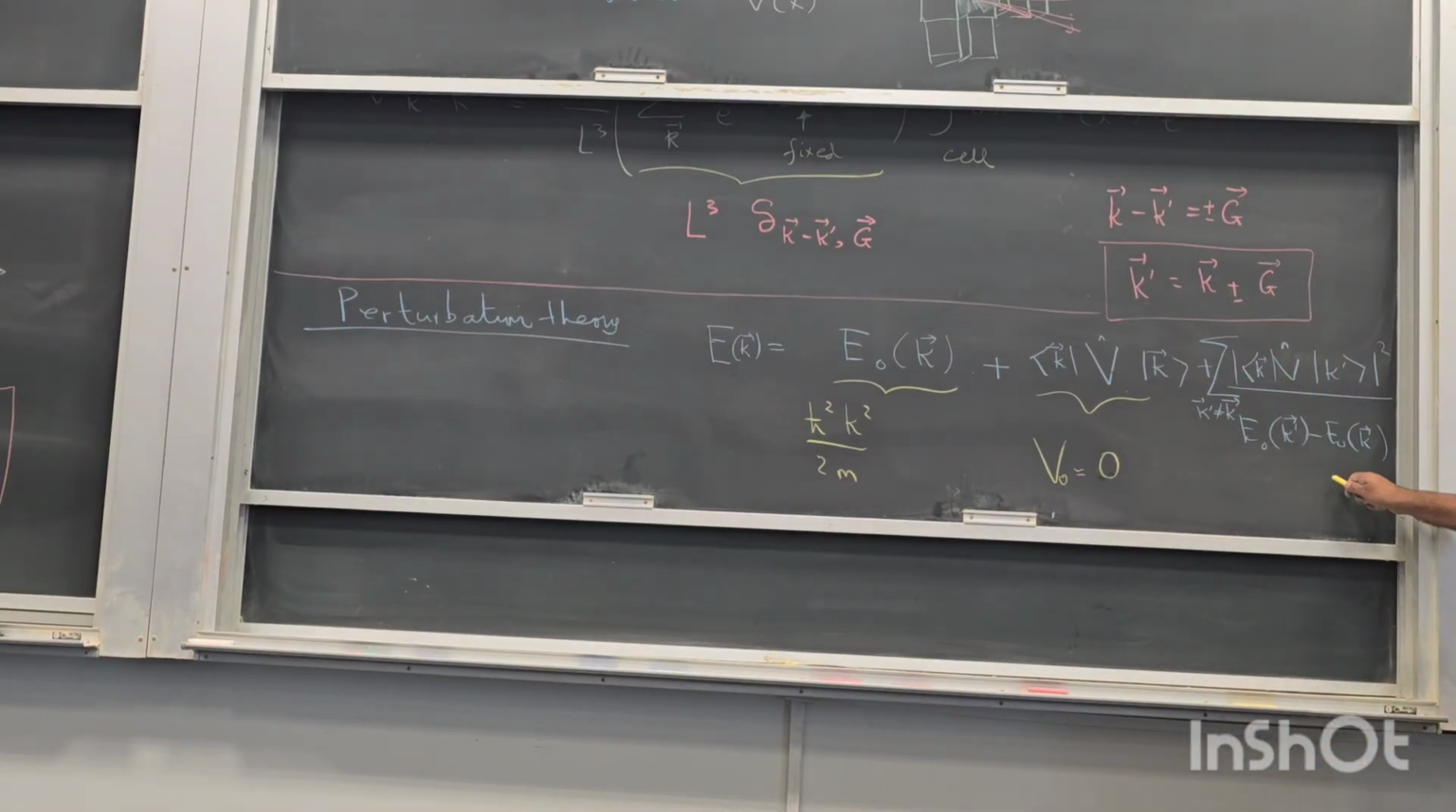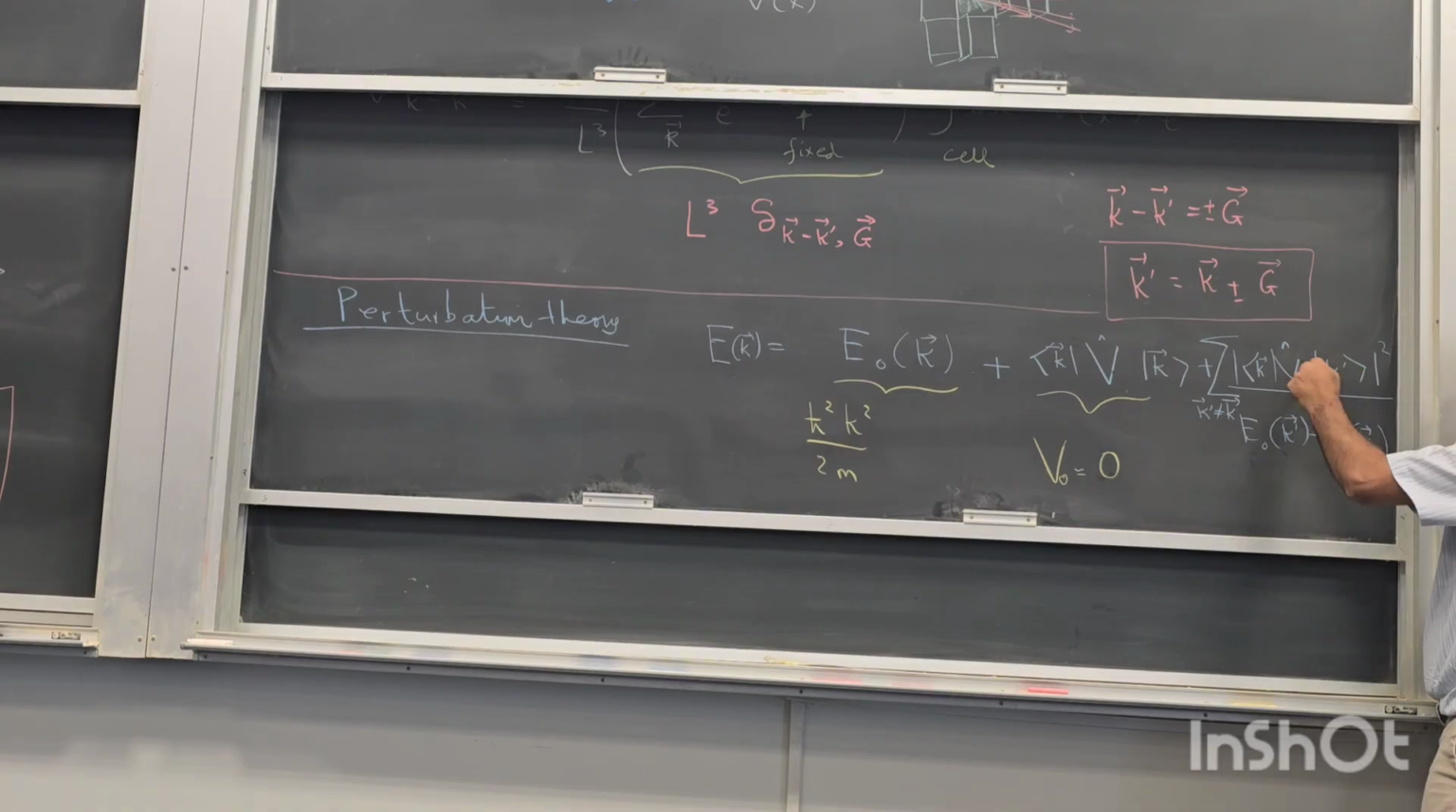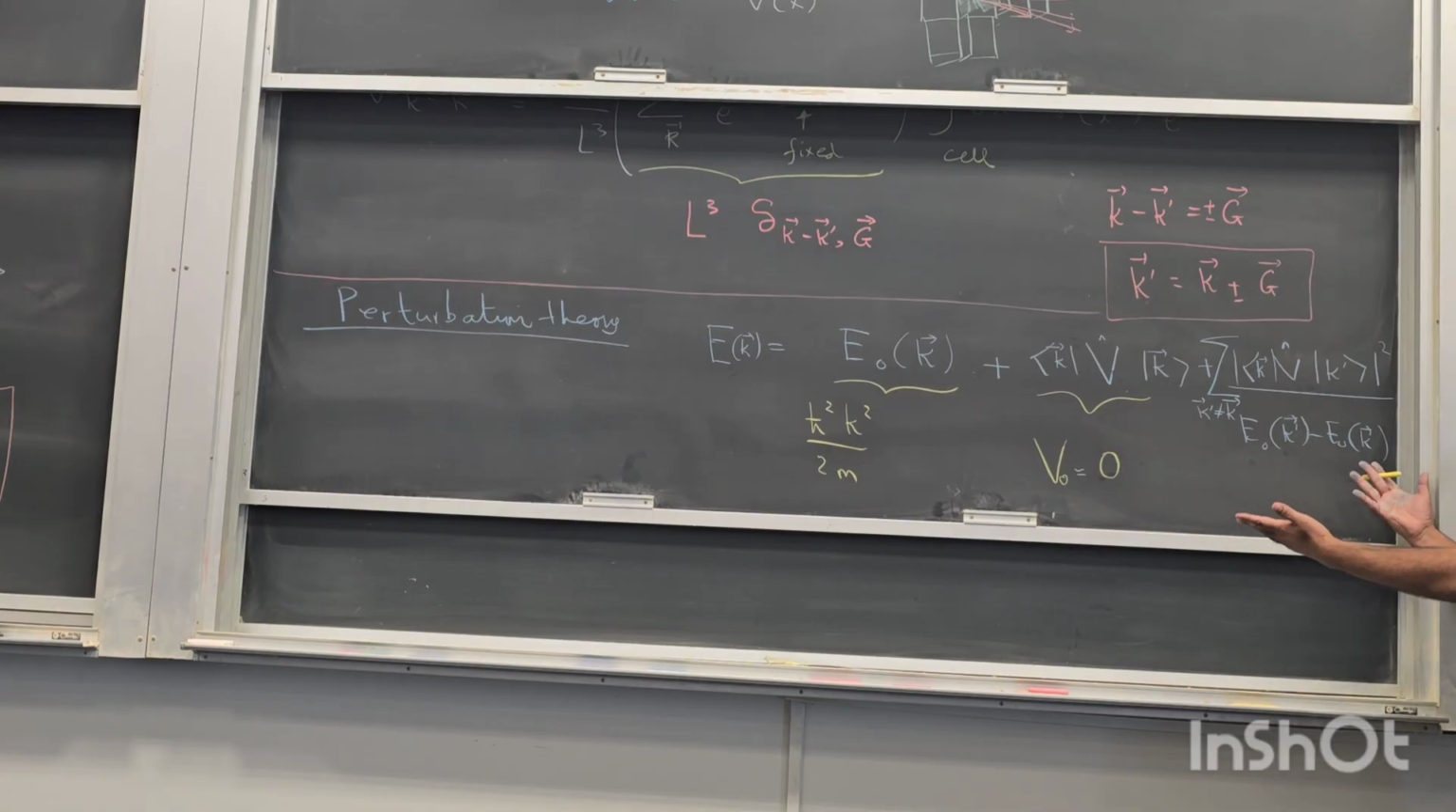Whereas this term, this is h bar square k prime square over 2m. This is h bar square k square over 2m. So this is a much larger term as compared to this term, and k prime has to be equal to k plus g for the numerator to be non-zero, because this is something we've already seen. But this term is going to give you a very small correction. The second order correction is going to be very small, okay, because the denominator is so large, correct?